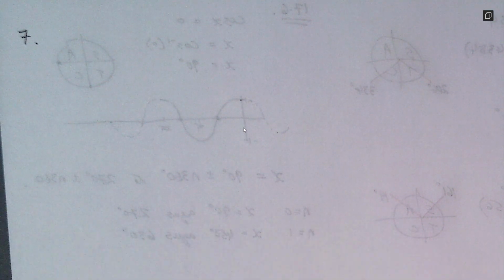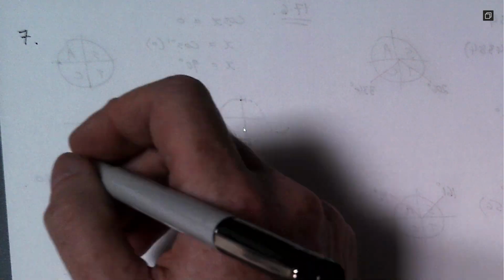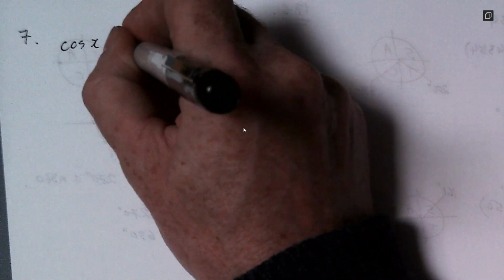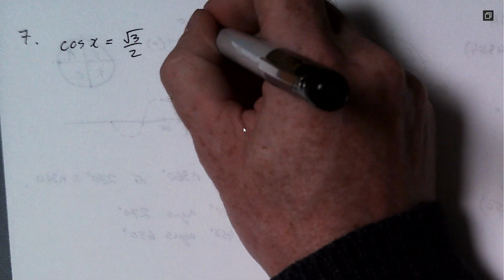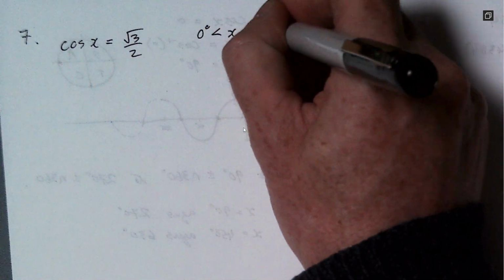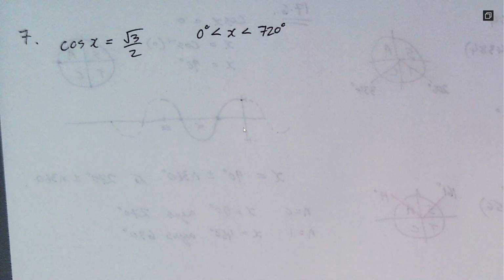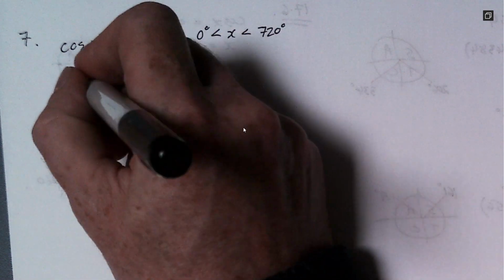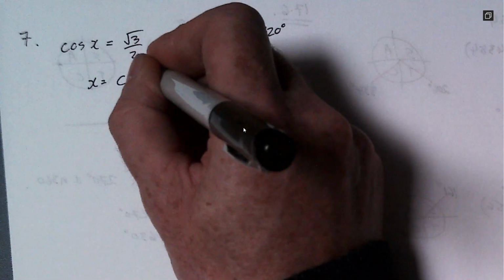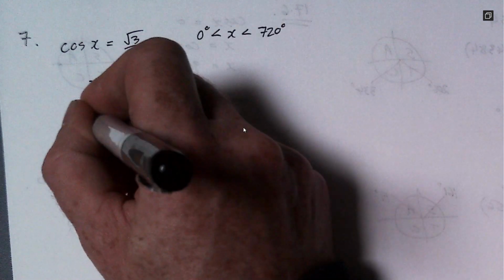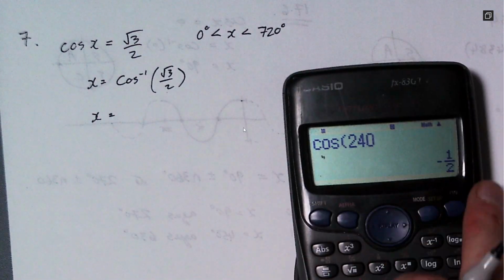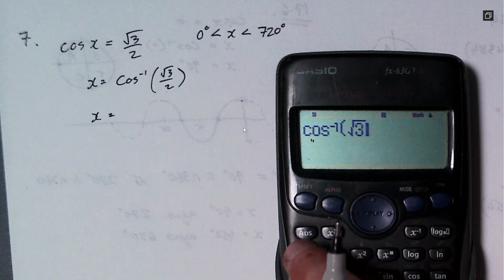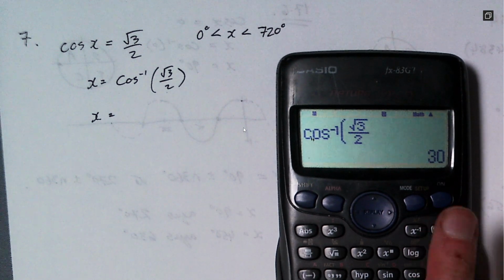Question: solve the following equation from 0 to 720 degrees. So 2 cos x equals the square root of 3, and x is between 0 and 720 degrees, so that's 2 revolutions. That's important. Now, 2 cos x equals root 3, so x equals cos to the minus 1 of root 3 over 2, using the calculator, which is 30 degrees.